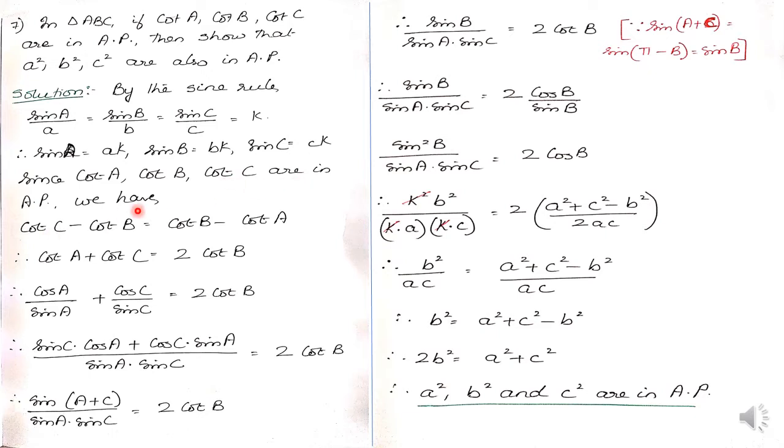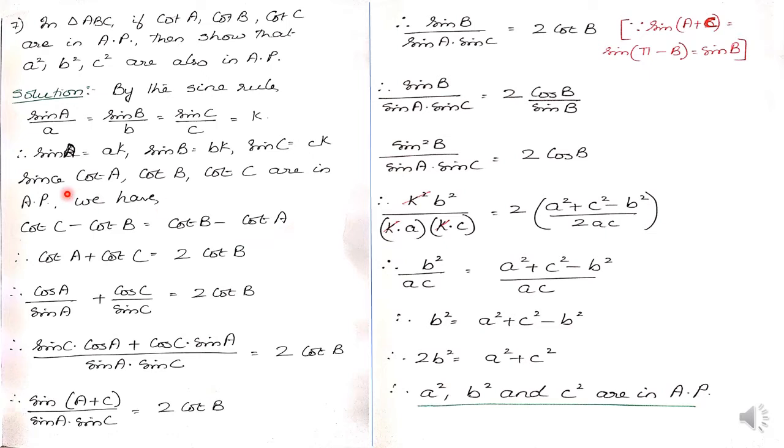Then, since they have already given that cot A, cot B and cot C are in AP, you know the rules of an AP, isn't it? When three numbers are in AP, the common difference is there. That is, the difference between them is common.